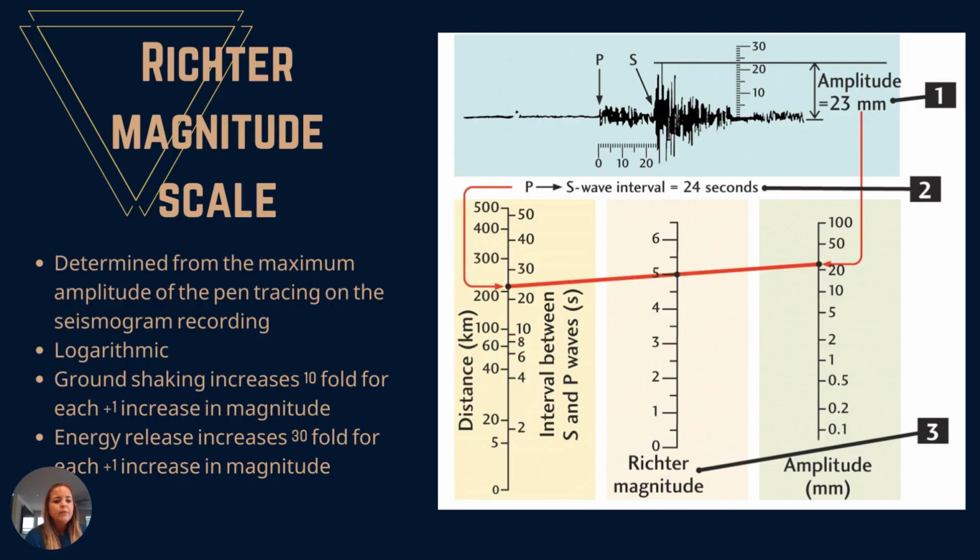All right, and then looking at the Richter magnitude scale, like I said, this one is the quick, fast, and dirty scale that we use. It's really quick, it doesn't require a ton of calculations, and it is also logarithmic. So ground shaking increases tenfold for each magnitude you go up. So from a 1 to a 2, a 2 is 10 times more energy released than a 1.